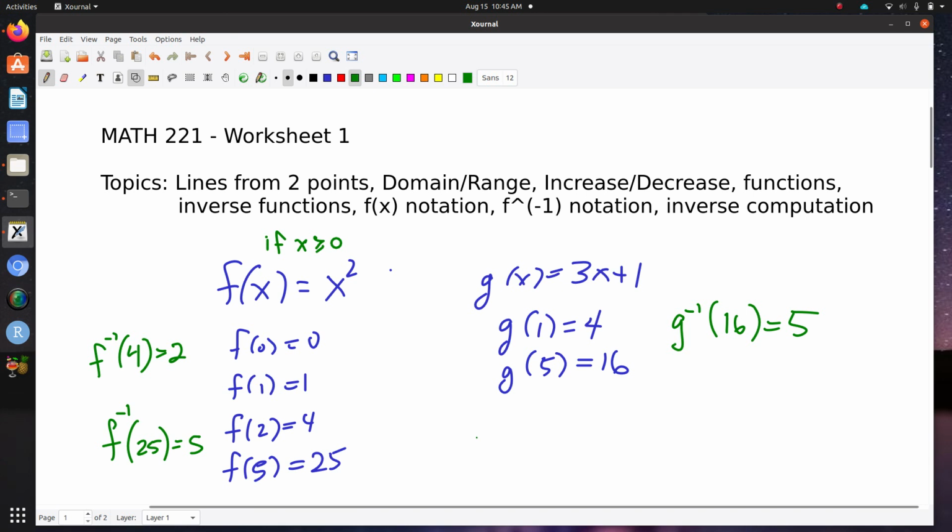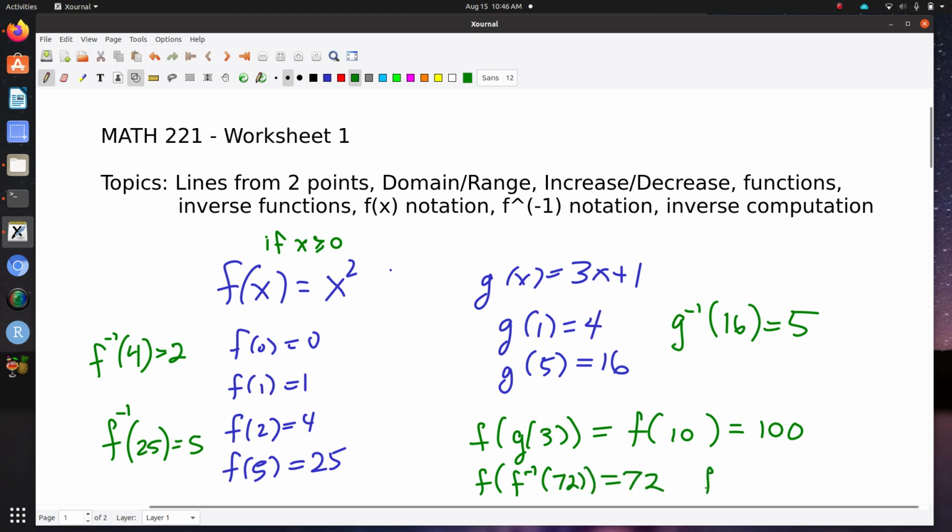You can also nest these quite nicely. f of g of 3 is f of, well, what is g of 3? g of 3 is 10. And what is f of 10? f of 10 is 100. So that's the way those things nest together. And you can also nest the inverse functions together. So you can say f of f inverse of 72 is going to still be 72. And f inverse of f of 17 is 17. And I'll let you guys think about why that's the case.